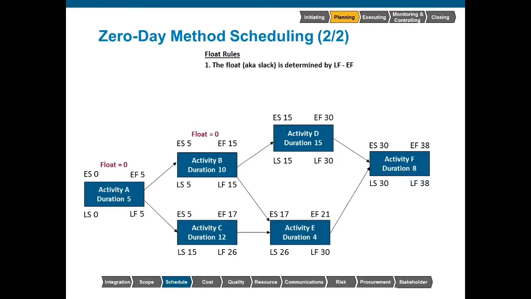Down on activity C, 26 minus 17 is 9. Activity D, 30 minus 30 is 0. Activity E, 30 minus 21 is 9. And activity F, 38 minus 38 is also 0. You may remember from class that you calculate the critical path by the path that has the least amount of float. And so in this case, our critical path is A, B, D, and F.